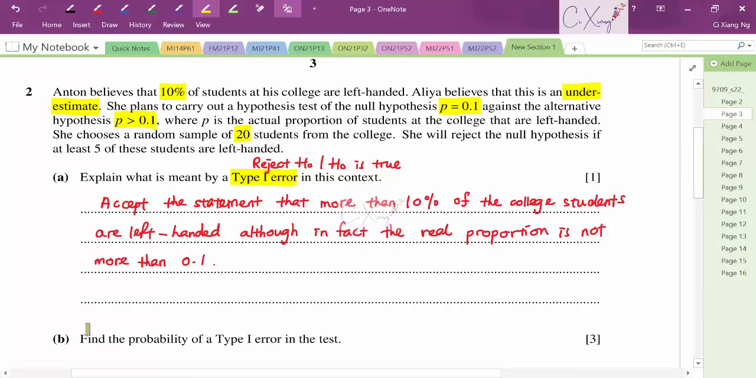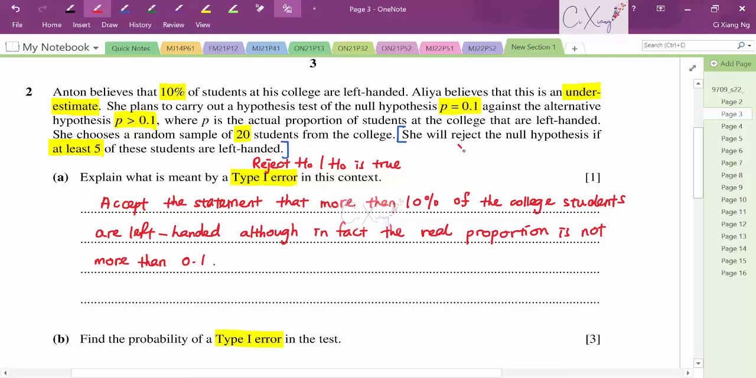All right, so for part B, they want us to find the probability of a type 1 error in the test. To get the type 1 error, this is the definition: we need to reject the null hypothesis. So reject null hypothesis means that we have to find out the rejection region. Let's have a look at this last sentence here. It mentions that she will reject the null hypothesis if at least 5 of these students are left-handed.